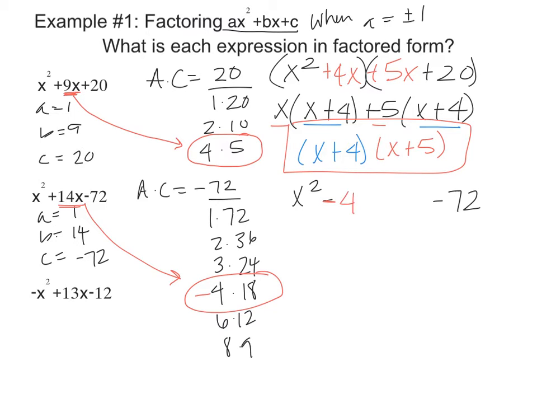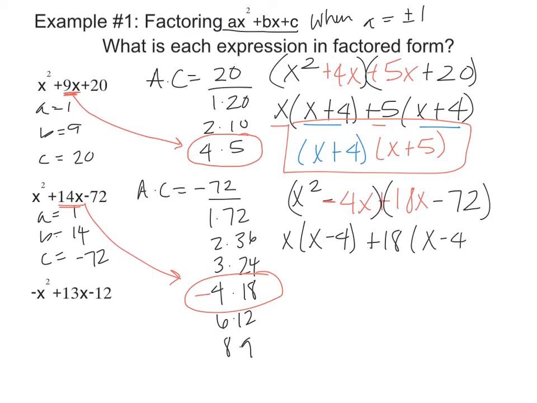So negative 4x plus 18x in the center. All right, so again, you can go ahead and group the first two and the last two. I can take an x out of the first set of parentheses and have x minus 4 left over. I can take an 18 out of the second set and still have x minus 4 left over.